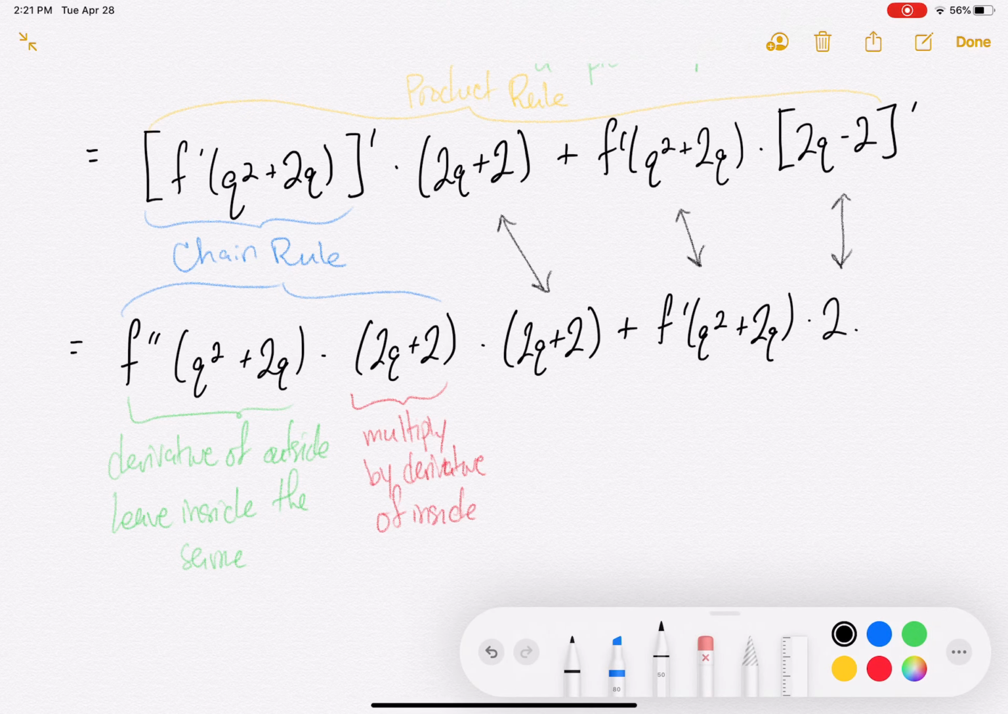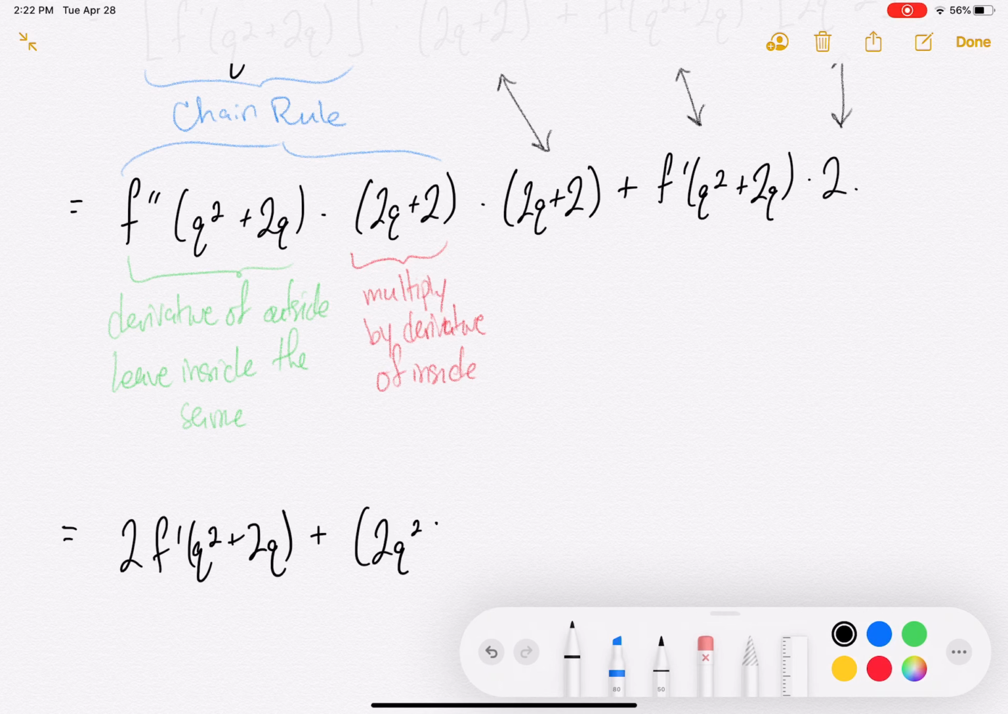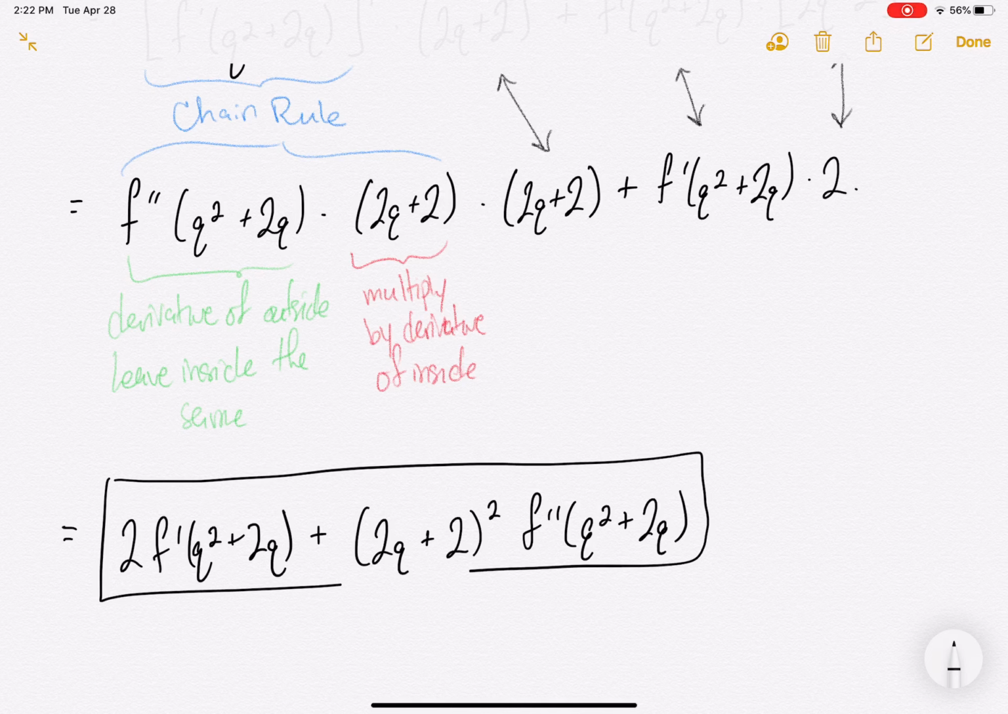And then we can simplify this if we want, right? So to make it look like, I guess, the computer gives us the answer, the exam gives us the answer. This is 2 f prime of q squared plus 2q plus 2 squared f double prime of q squared plus 2q. And that's the answer the exam gives.